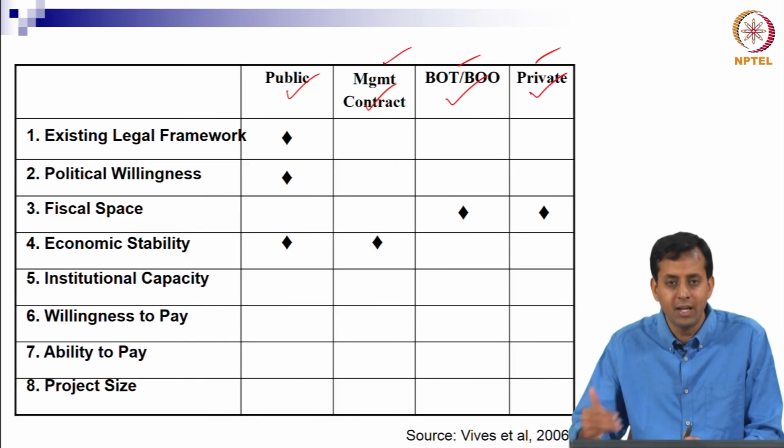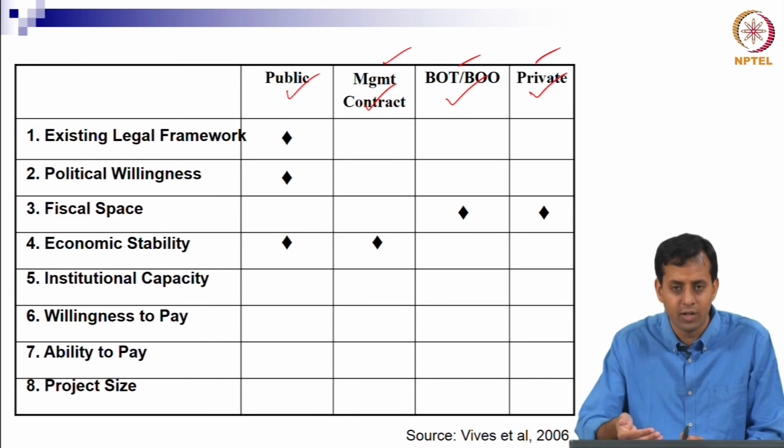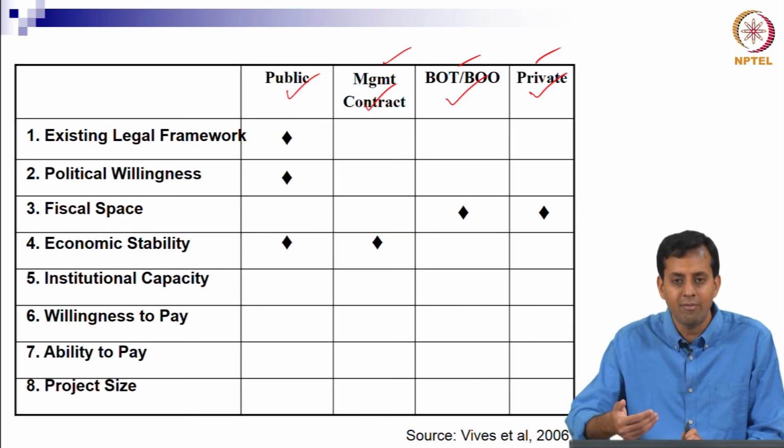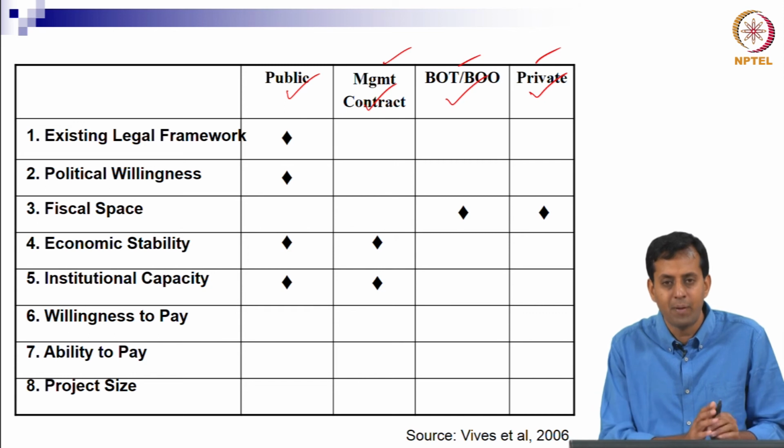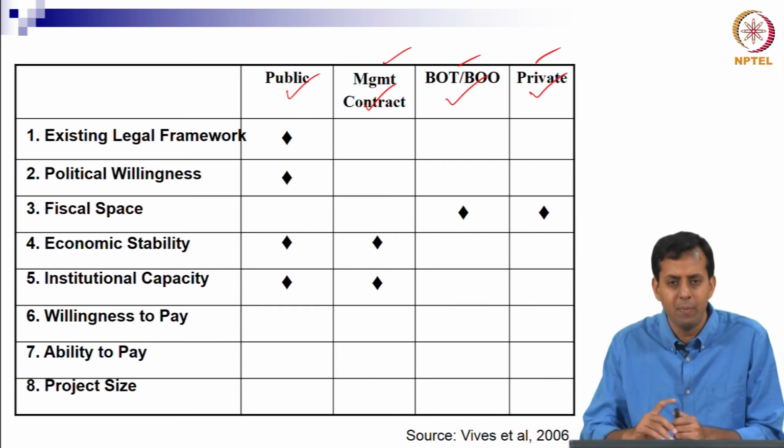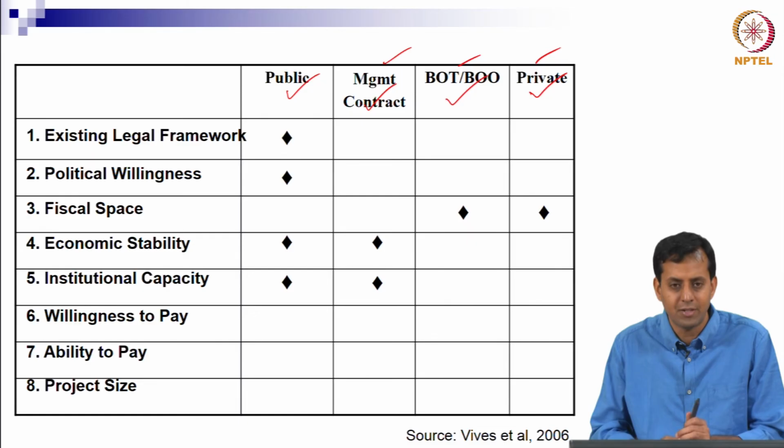Institutional capacity: does the government have the capacity to understand the risks with regards to PPPs? Does government have the capacity to structure a contract? Does government have the capacity to monitor that contract, right? If the answer is no, then clearly you're better off sticking to either public procurement or a very light form of PPP that doesn't require high capacity, right?